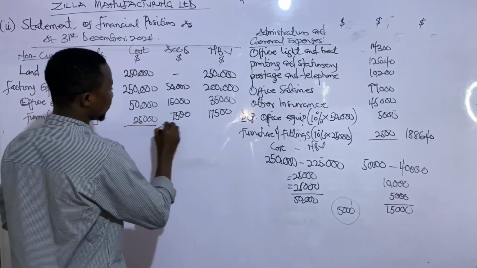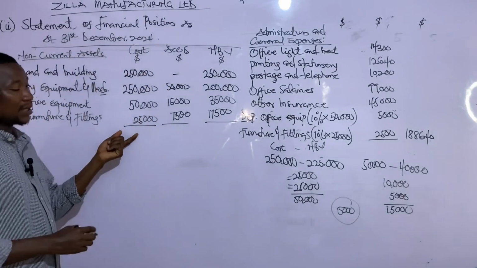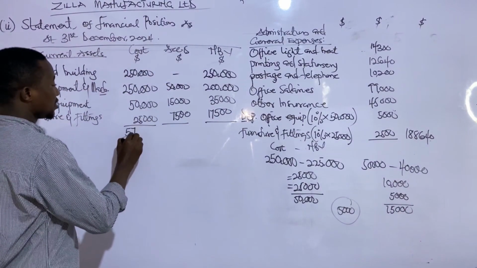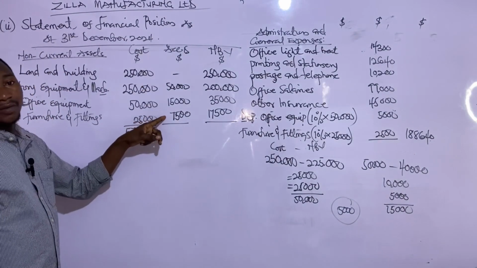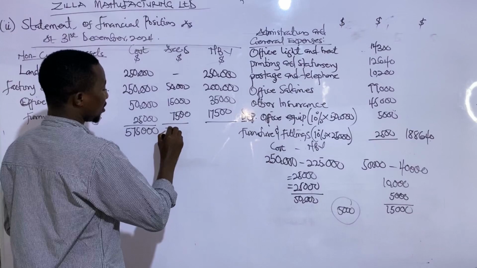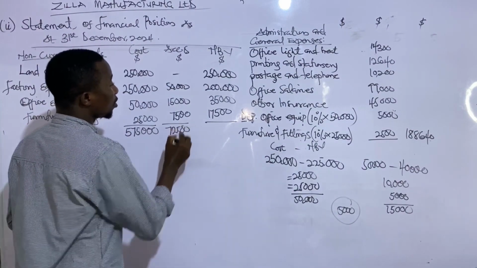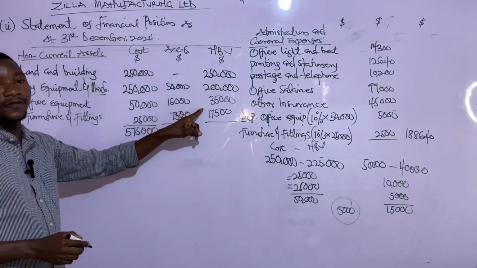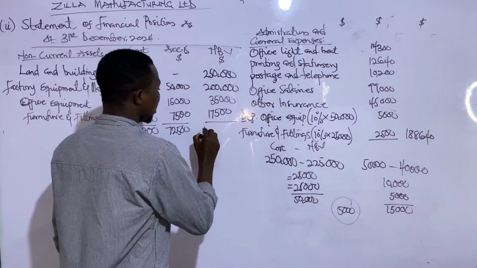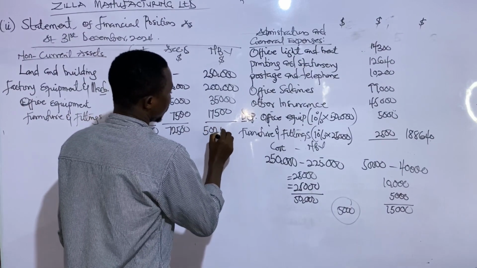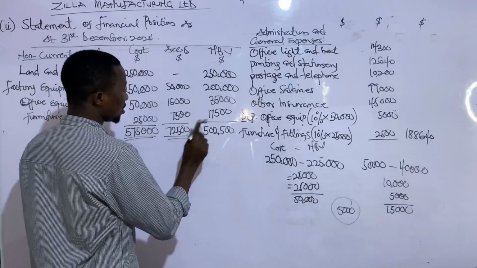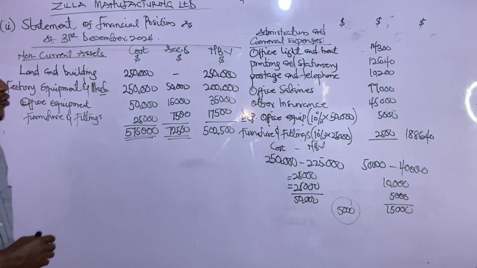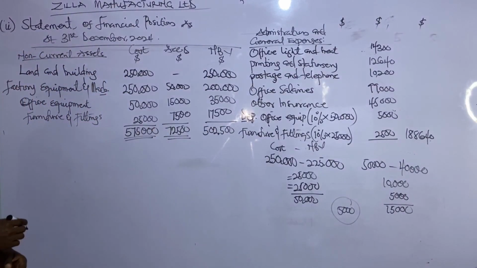So now we just have to add the totals. When we add this, we will get 575,000. We add this to it, we have 72,500. We add the net book value figures, we will get 502,500. We close the cost, close the accumulated depreciation, and leave the net book value because we will use it.